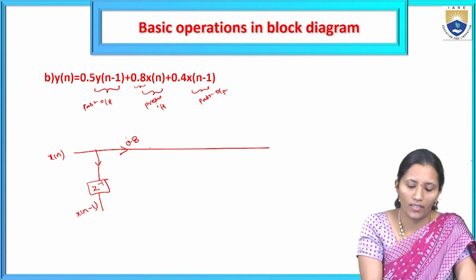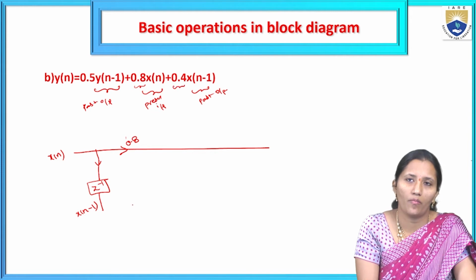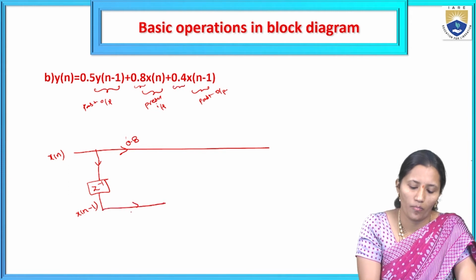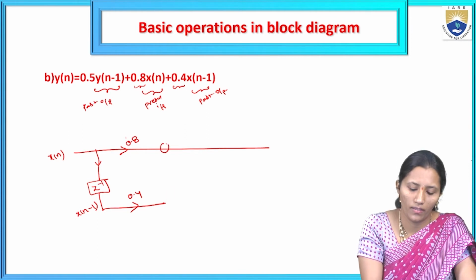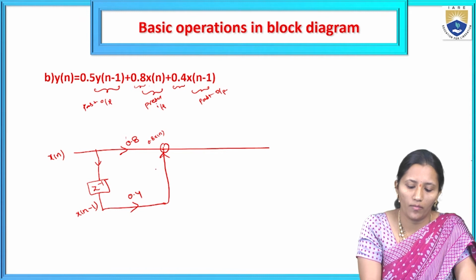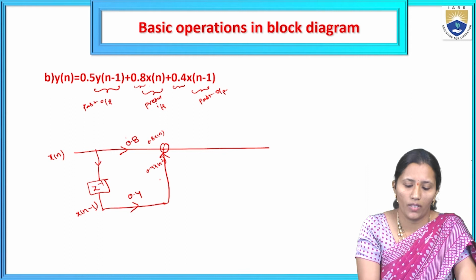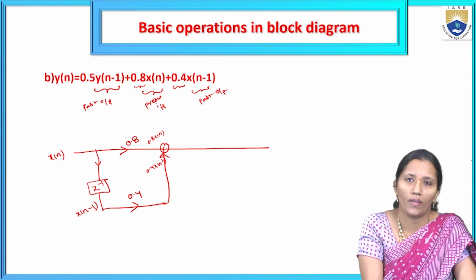Next, the scalar multiplier for the x of n minus 1 is 0.4, and this is given to the adder. So here we have two terms: 0.8 x of n, which is coming from here, and another term, 0.4 x of n minus 1. Okay, these two are added. So we get 0.8 x of n plus 0.4 x of n minus 1.